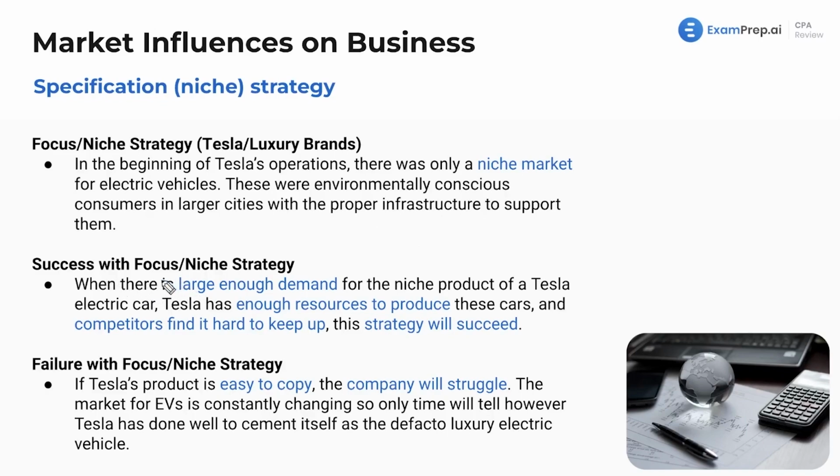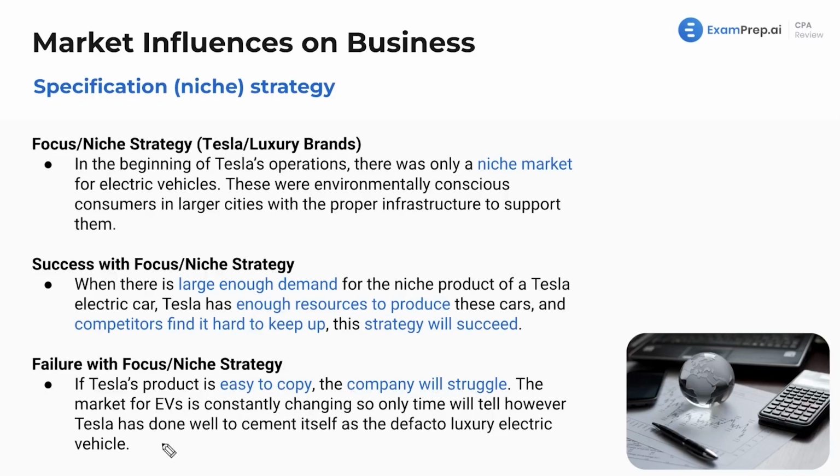When do you have success with this strategy? Well, when there's a large enough demand for the niche product, and Tesla has enough resources to produce the cars. The benefit of the strategy is you generally don't have much competition. However, it is so niche that it might be hard to shift if customer demand and wants change. When do you have failure with the strategy? Well, if Tesla's product is easy to copy, the company will struggle. The market for EVs is constantly changing, so only time will tell.